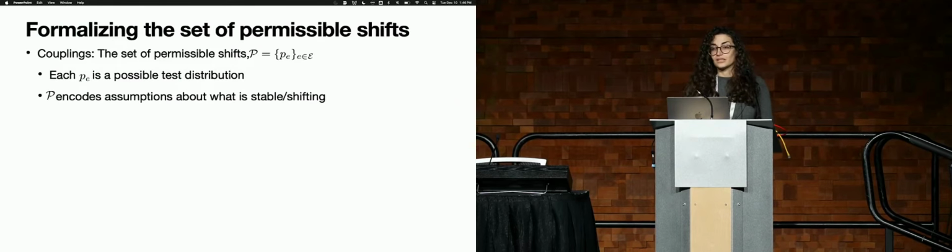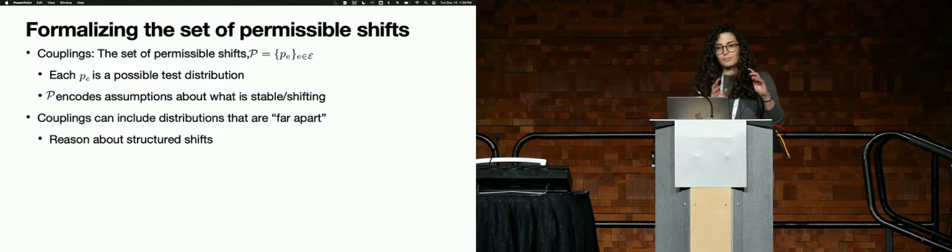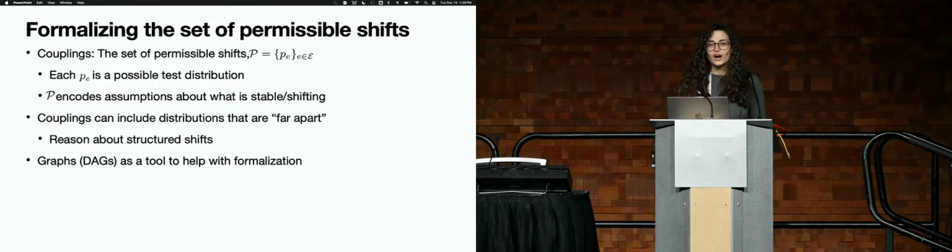The important part here is that this coupling makes some assumptions about what are the parts that are shifting versus what are the parts that are stable. So, for example, the couplings that we will talk about in this tutorial can be arbitrarily far apart from each other, because instead of reasoning about distances between distributions, we will be reasoning about structured shifts, and specifically shifts in how different structures, different components in our distributions might vary. The way to communicate and formalize how these structures exist, we will use graphs generally, or slightly more specifically, directed acyclic graphs to communicate what these structures are.